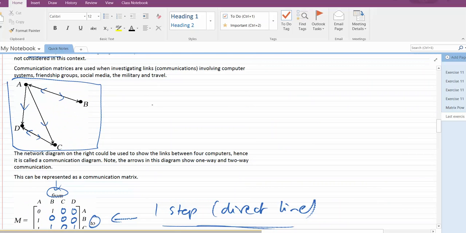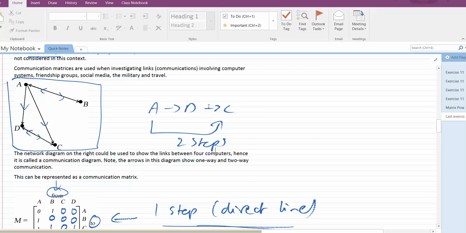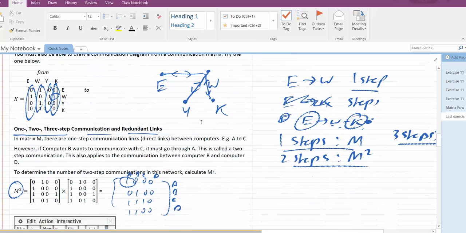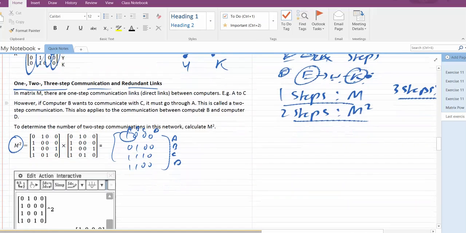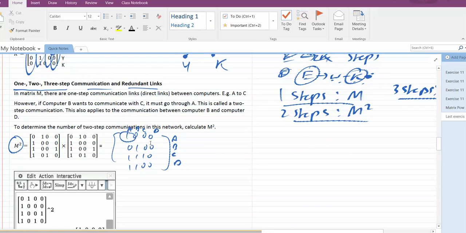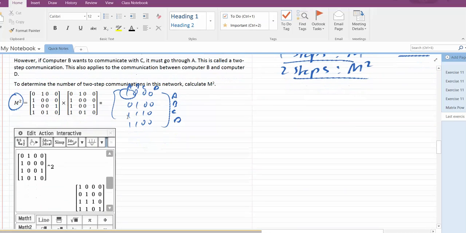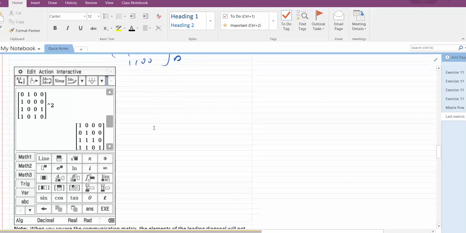So we can go A to D to C, okay? See, we can go from A to C, but it's two steps. That's what I mean by two-way communication, okay? Two-step communication. So this matrix M squared highlights how many two-step communications we can see between two computers. Okay, number of two-step communications.